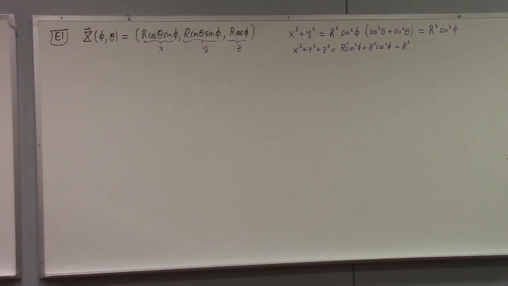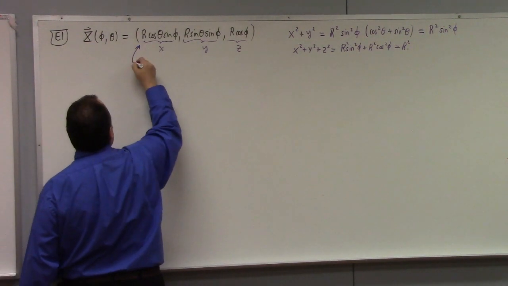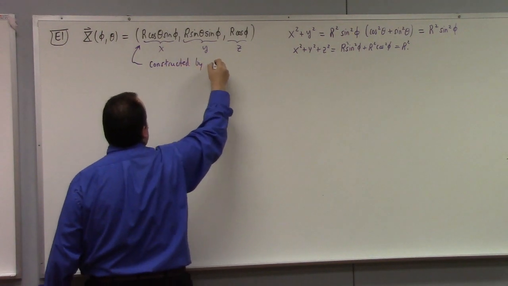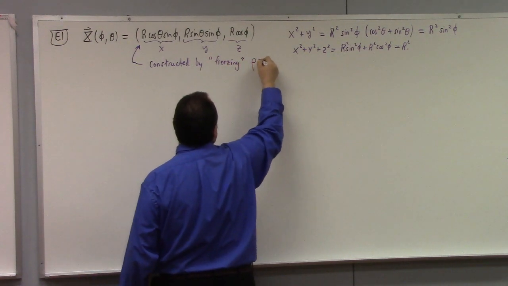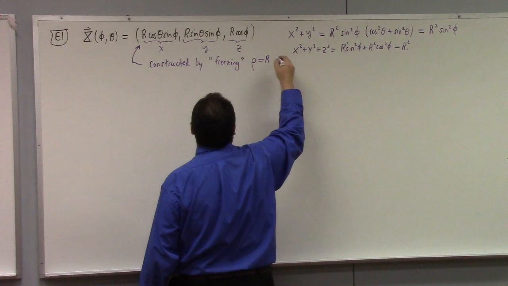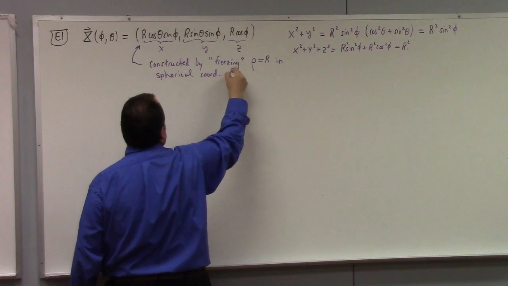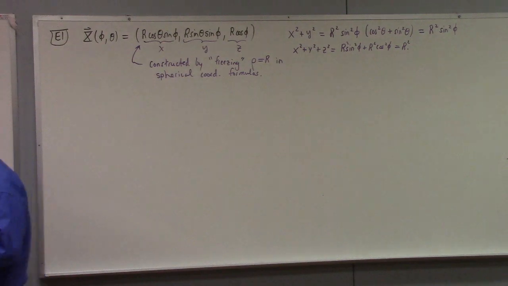The way to come up with this parameterization, of course, is just to look at the spherical coordinate formulas and set rho equal to r. That's where this formula came from. It's constructed by freezing rho equal to r in our spherical coordinate formulas. I don't want it to be dark magic to you. I want you to understand there's a very straightforward geometric idea that led to this parameterization.